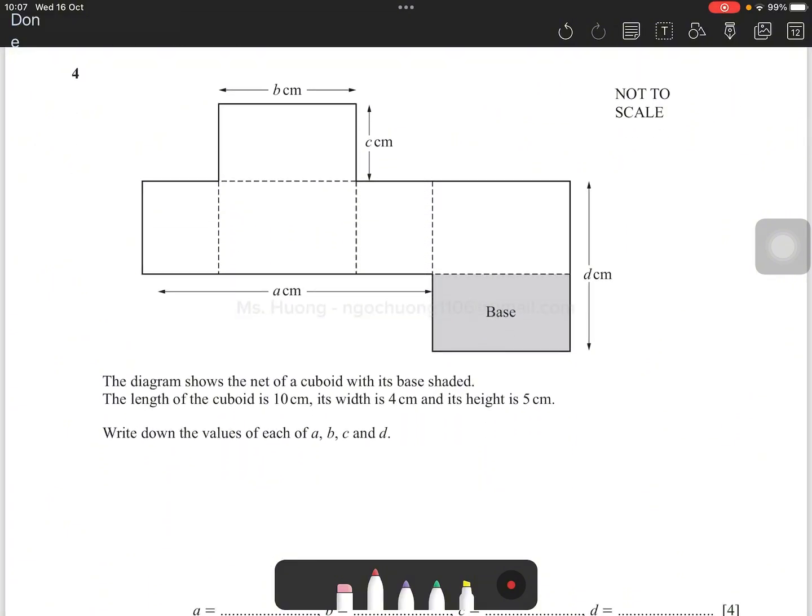Question 4. The diagram shows the net of a cuboid with its base shaded. The length of the cuboid is 10 centimeters. The width is 4 centimeters and the height is 5 centimeters. Write down the values of each of A, B, C, and D. So you see that this one is the base of the cuboid. So you can determine the other faces. For example, this one will be the top face, and suppose that this is the back face, then this one will be the front face. Then this one is the left face, and the other will be the right face of the cuboid.